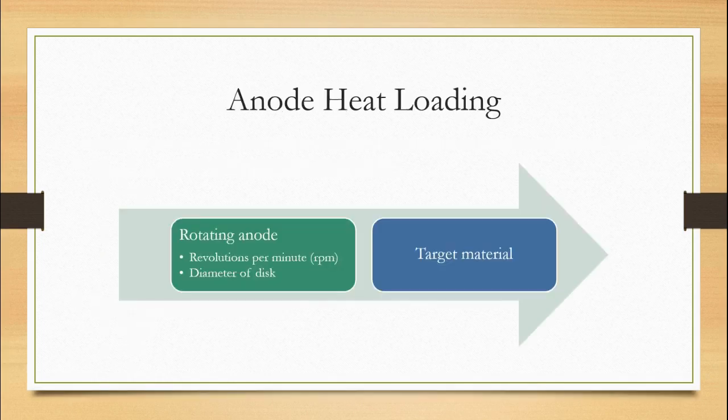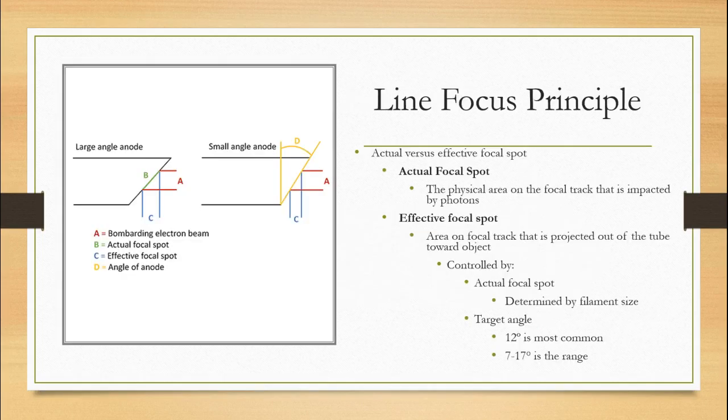All right, so anode heat loading. So we use a rotating anode, and it's revolutions per minute, which is RPM, and the diameter of the disc also determines the heat loading along with our target material.